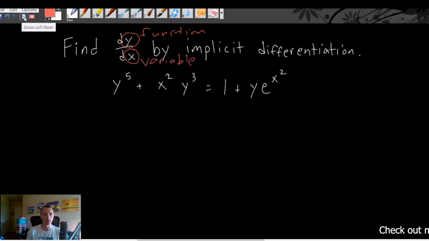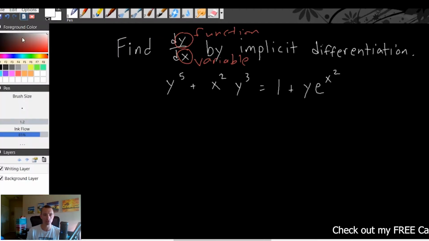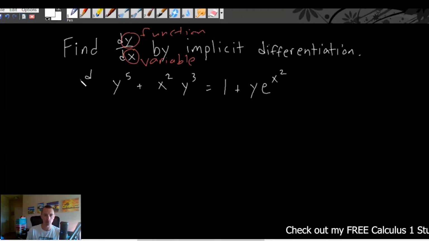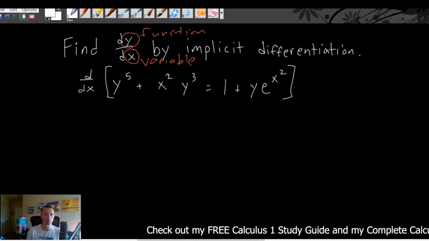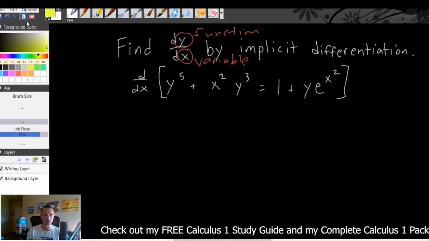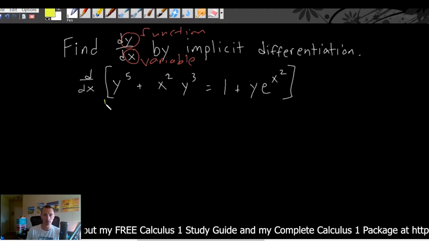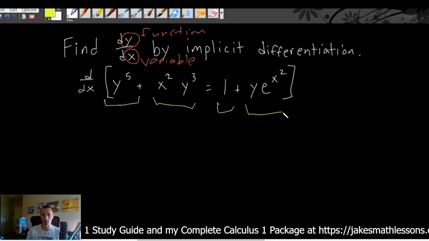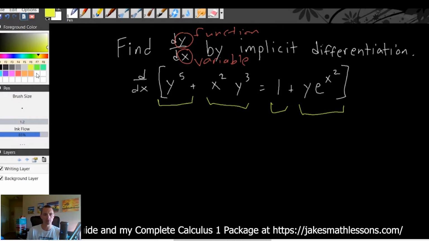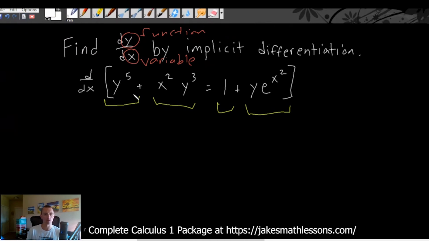So let's go ahead and get into how we actually take the derivative of both sides of this equation with respect to x. First, we'll just go term by term. Basically, whenever you have pluses or minuses, you split it up there. So in this case, we have one term here, one term here, one term here, and one term here. So first term, y to the fifth.